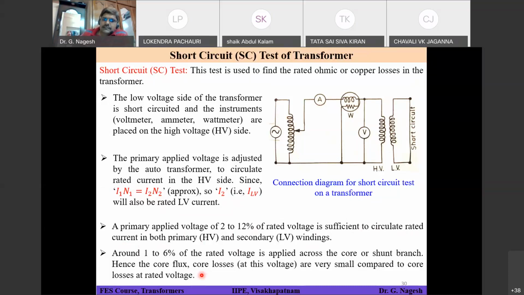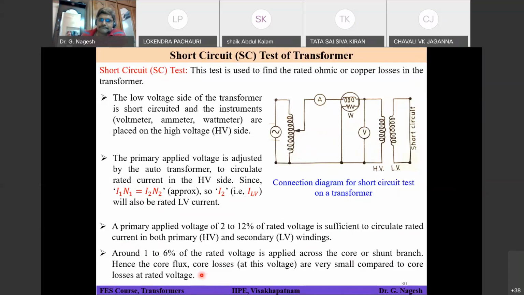So the core losses occurring in this scenario are not the rated core losses, because you have applied only 6% maximum of the rated voltage. Core losses still exist, but they are very small compared to rated core losses. So in this scenario, we can assume that these core losses are very small and can be neglected, and the wattmeter reading, whatever is shown, is straight away equal to the copper losses of both the windings.